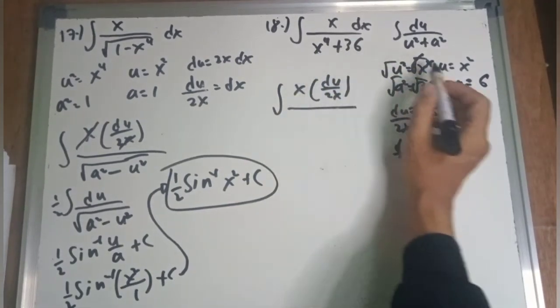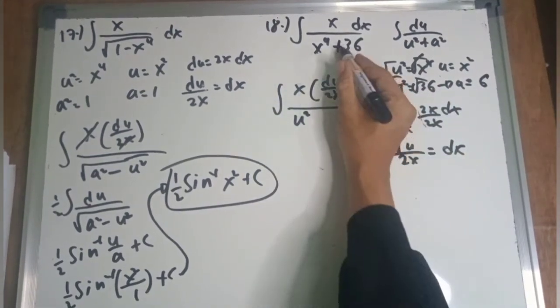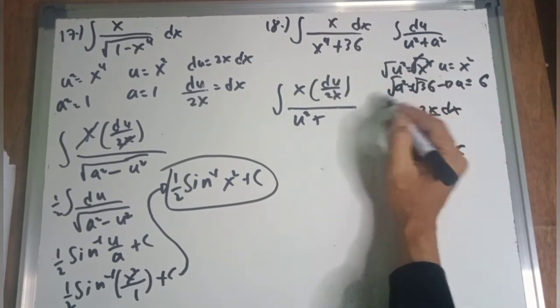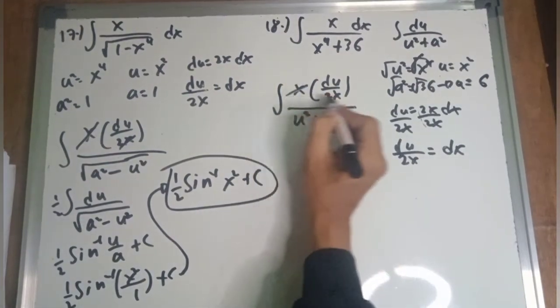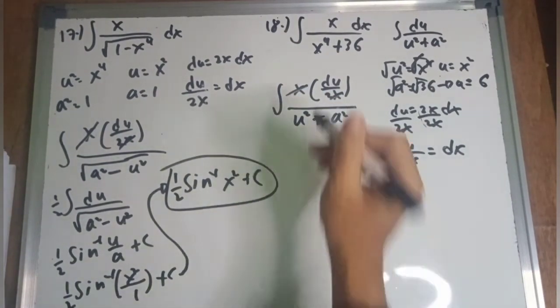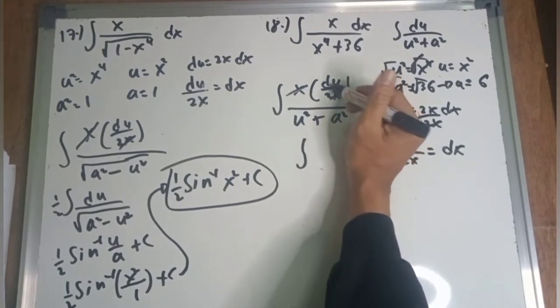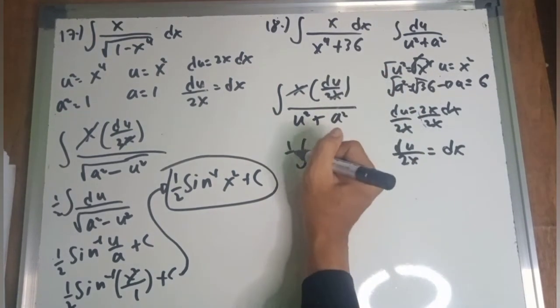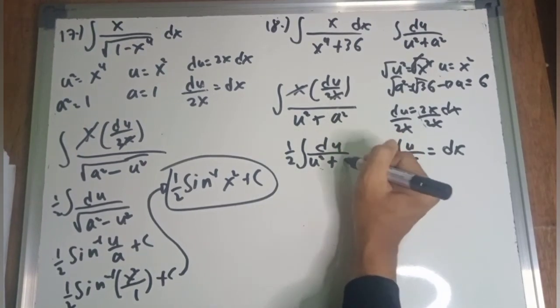But x to the 4 is equivalent of u squared. So u squared plus 36. Then the 36 is equivalent of a squared. So that is a squared using substitution. So x divided by x is 1, and we have 1/2. So I think the du has a coefficient of 1. So simply 1 all over 2. So 1/2 is multiplied by the properties of the integral. So this will become du all over u squared plus a squared.